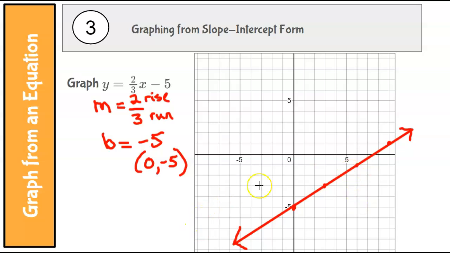And it's really important that it covers the whole graph, because later in Algebra 1 you'll solve systems of equations and you'll want to see where two lines intersect. If you don't make it cover the whole graph, you won't see where they intersect.